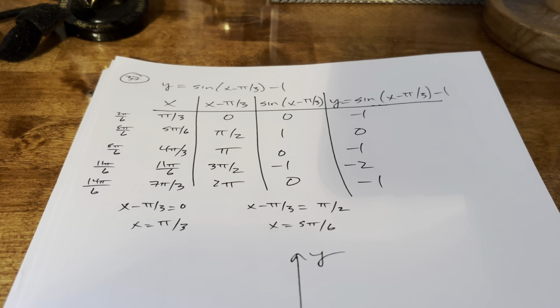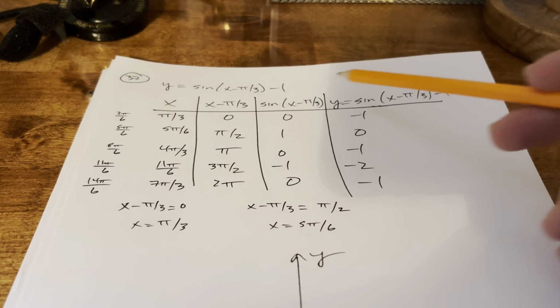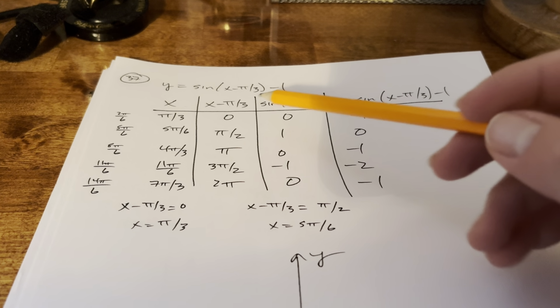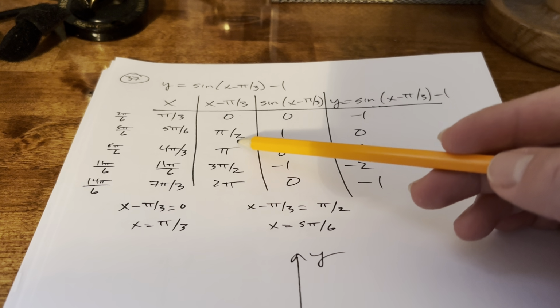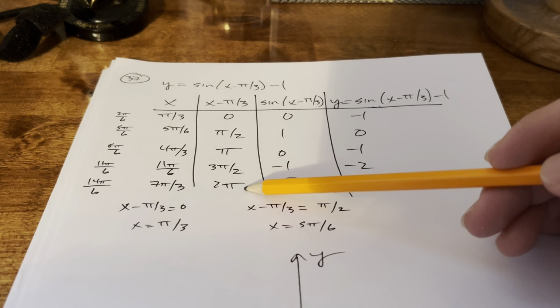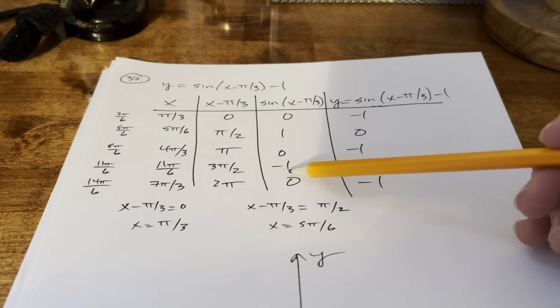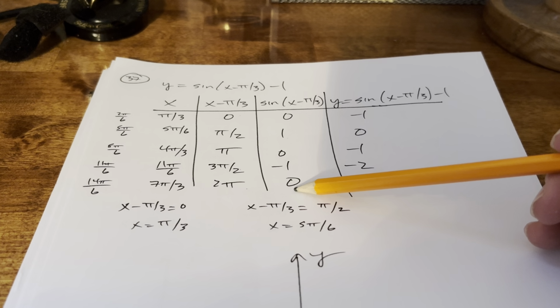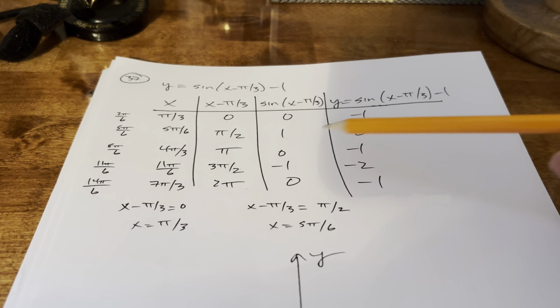Okay, this is number 37: y equals sine of x minus pi thirds, minus 1. X, the angle, sine of the angle, then the whole thing, y equals the whole thing. Again, for cosine and sine, my cardinal angles are 0, pi over 2, pi, 3 pi over 2, 2 pi. Sine of 0 is 0, sine of pi over 2 is 1, sine of pi is 0, sine of 3 pi over 2 is negative 1, sine of 2 pi is 0. I'm going to take all these numbers and subtract 1 from all of them.